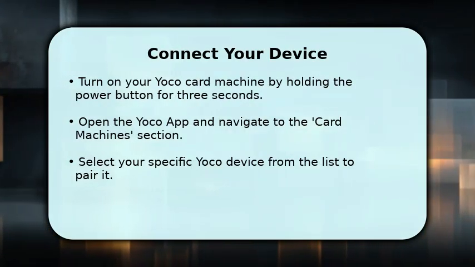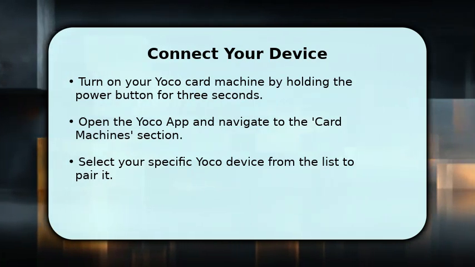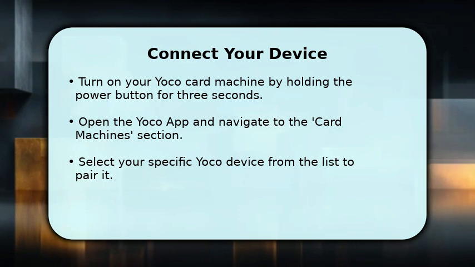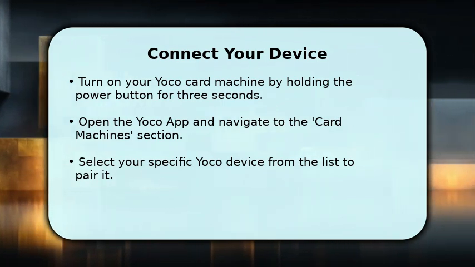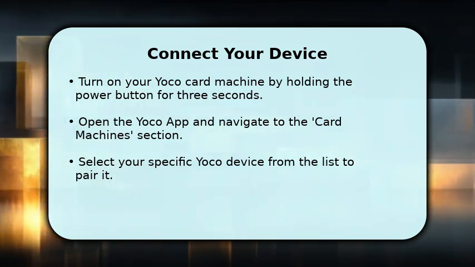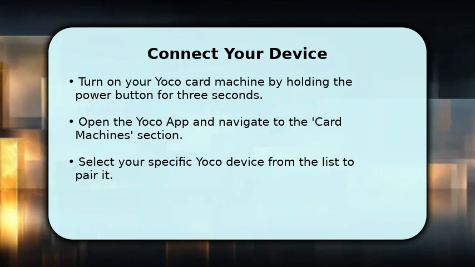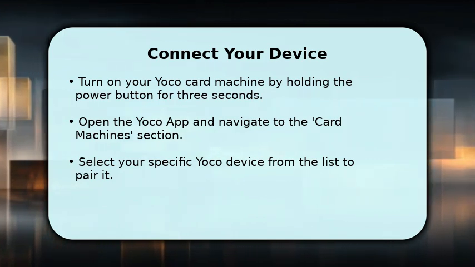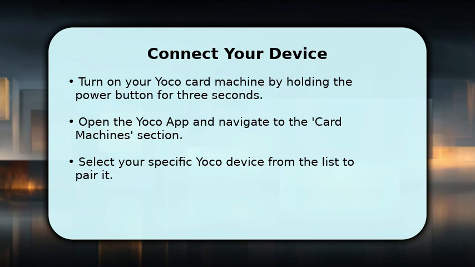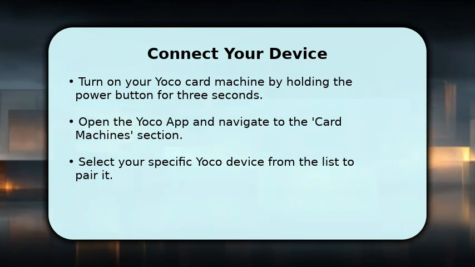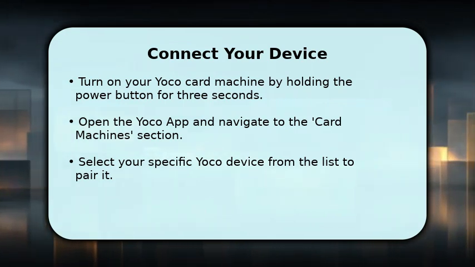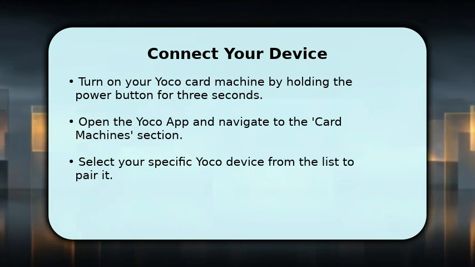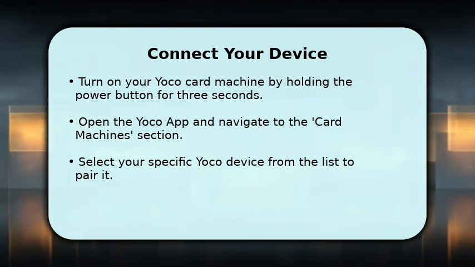Now, let's connect your card machine. Power on your Yoco device by pressing and holding the power button for about 3 seconds until it starts up. Next, open the Yoco app on your smartphone or tablet. From the main menu, find and tap on the card machines section. Your device should appear in the list. Simply select it to initiate the pairing process. Confirm the serial number on the screen matches the one on your machine for a successful connection.